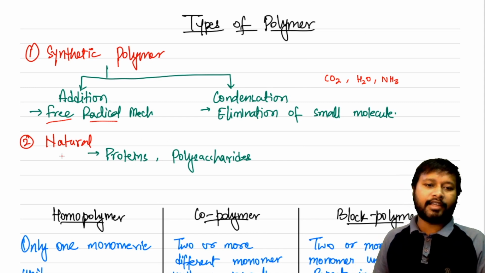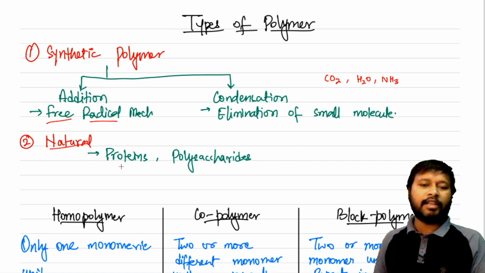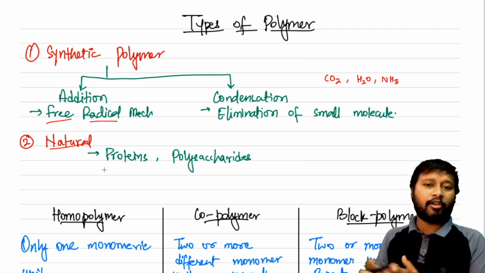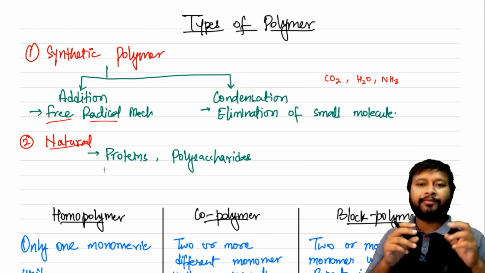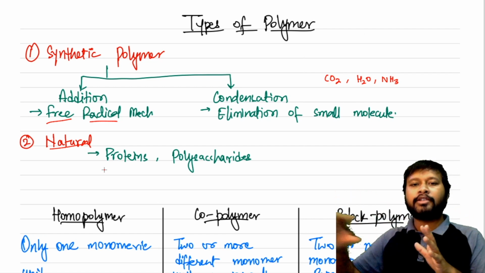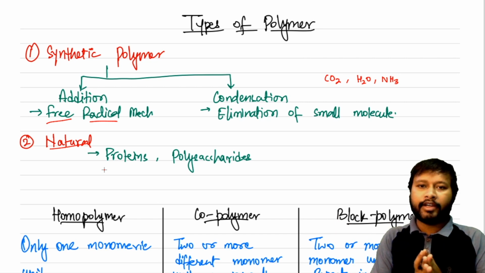The next thing is natural polymers. Proteins and polysaccharides are all examples of natural polymers. Polymers, I hope every one of you knows what it is. A polymer is when there is a monomeric unit, a monomer, which keeps on repeating itself to form a chain, and that is what we call a polymer.